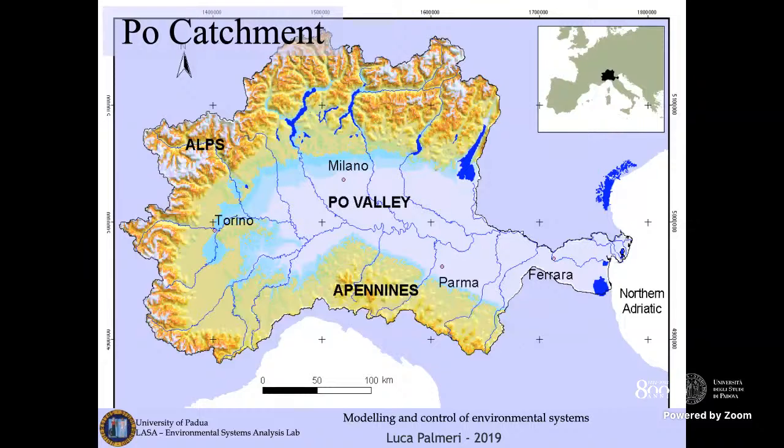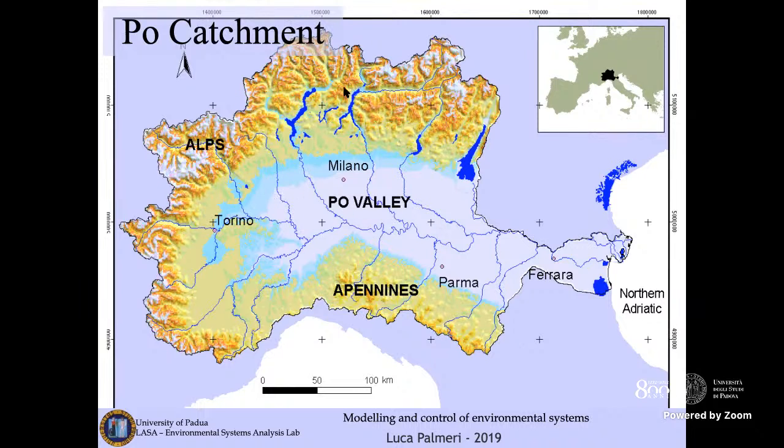How did we make the application onto a Po catchment? This is a digital elevation model of the Po catchment. You see, we may identify some areas: the Alpine area, the Alps, mountains; the Apennines area, again mountains. Then the Po Valley or the Po Plain, which is a flat land that receives all the water coming from the Alps and from the Apennines.